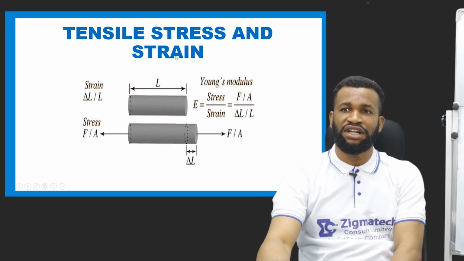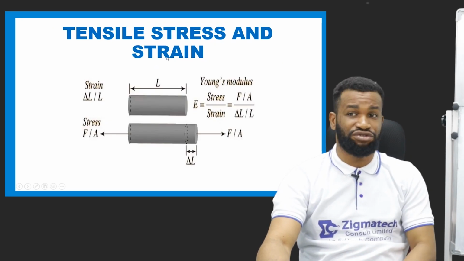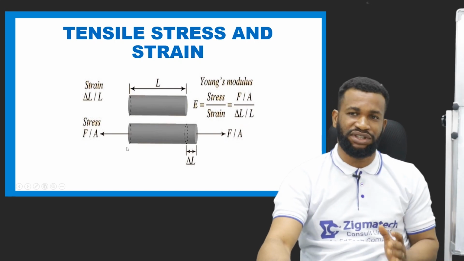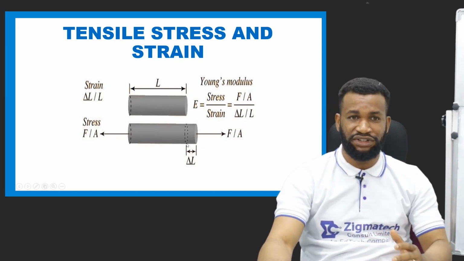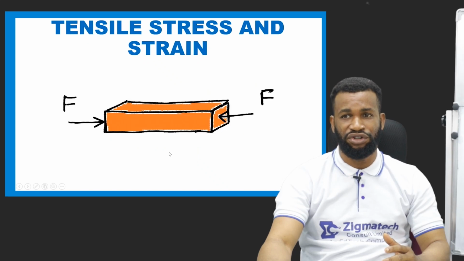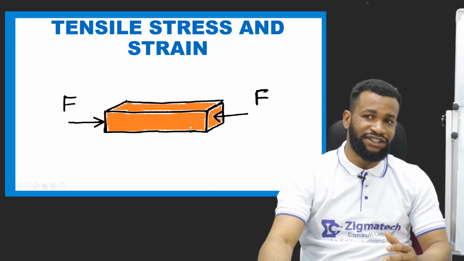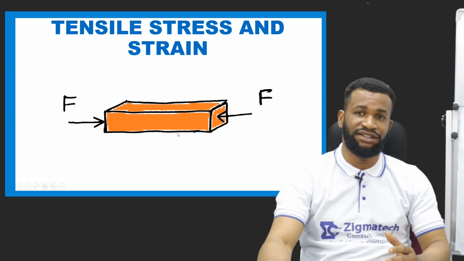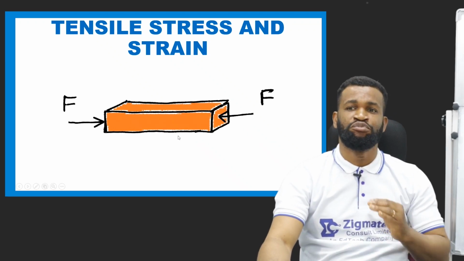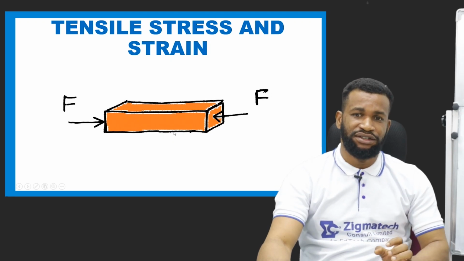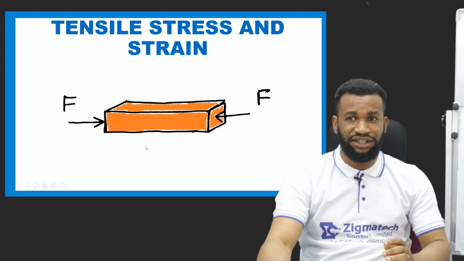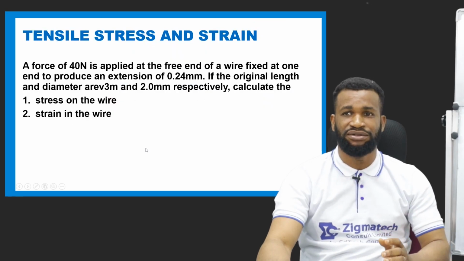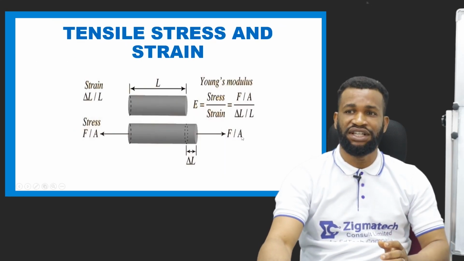Now, we also have another one we call the tensile strain. When we're talking about the strain, we are looking at what happened to the object when this force was applied. The object increased in length or decreased in length because of the force applied, and that change in length divided by the original length is what tensile strain is talking about. So we have this as the change in length, and this is the original length.